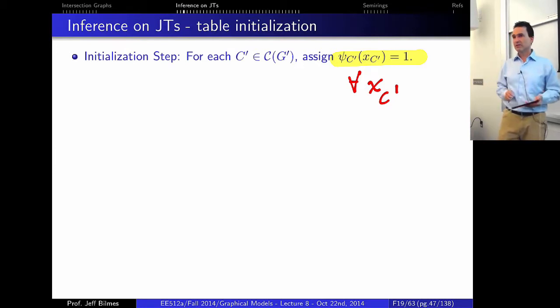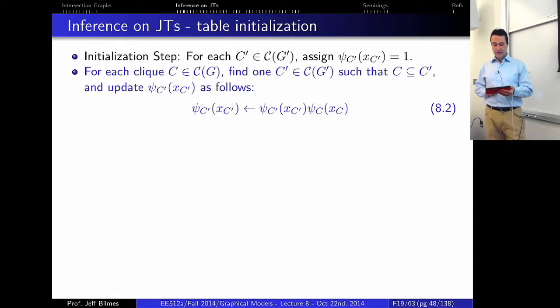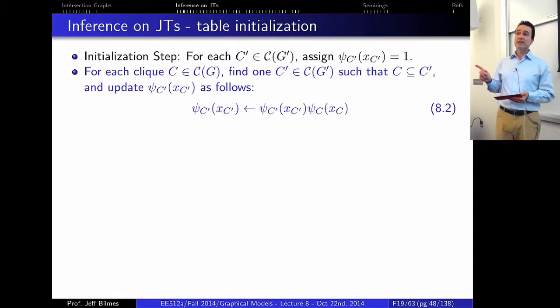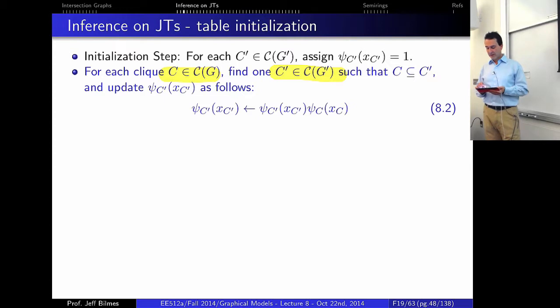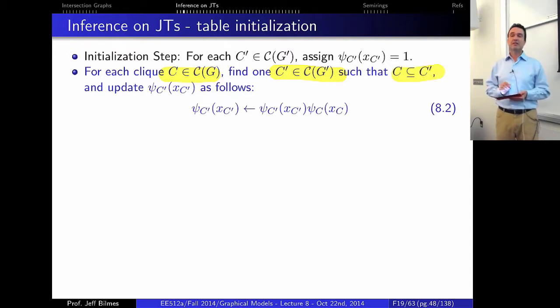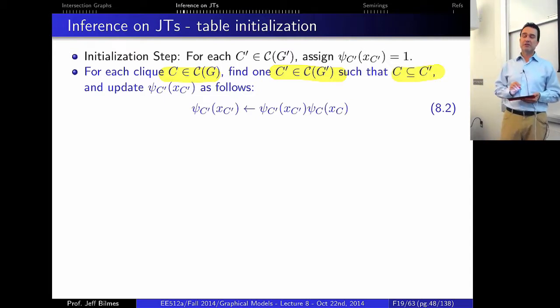Okay, so that doesn't do very much. The next thing we're going to do is for every clique in the original graph, we're going to find one and only one C prime, sort of the covering clique in the triangulated graph. So this basically means it's covered. So C is a subset of or equal to C prime. And we're going to update this potential as follows.